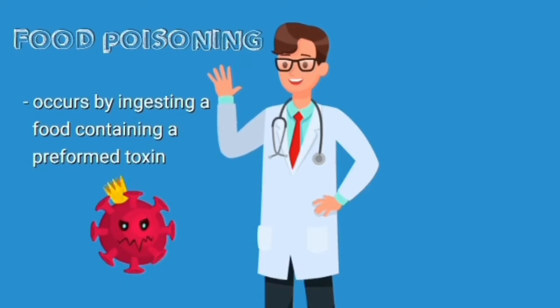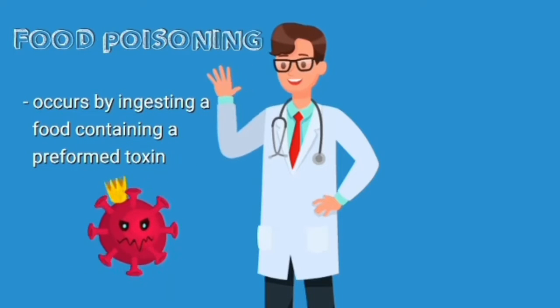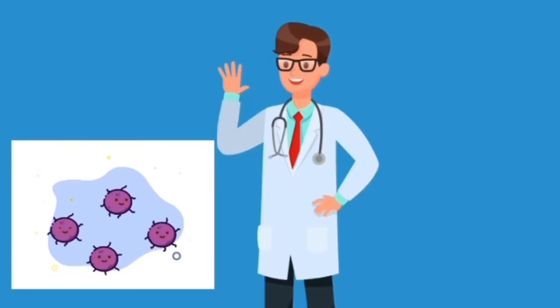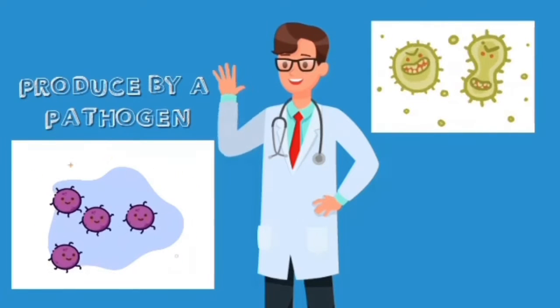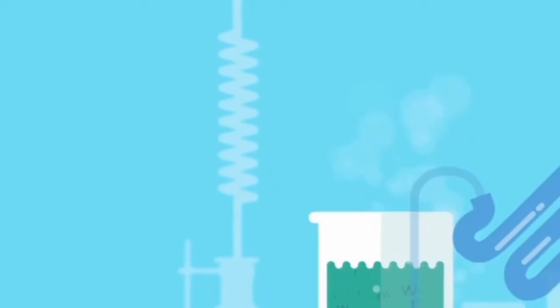Microbial origin occurs by ingesting a food containing a preformed toxin. Some general characteristics of food poisoning are the toxin is produced by a pathogen while growing in a food. Next, a toxin can be heat labile or heat stable.